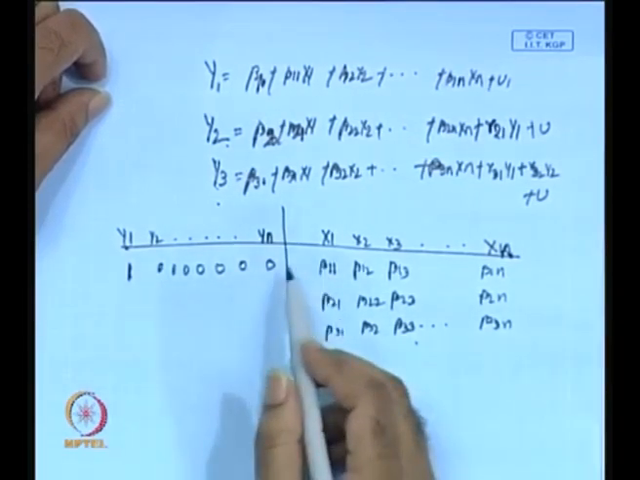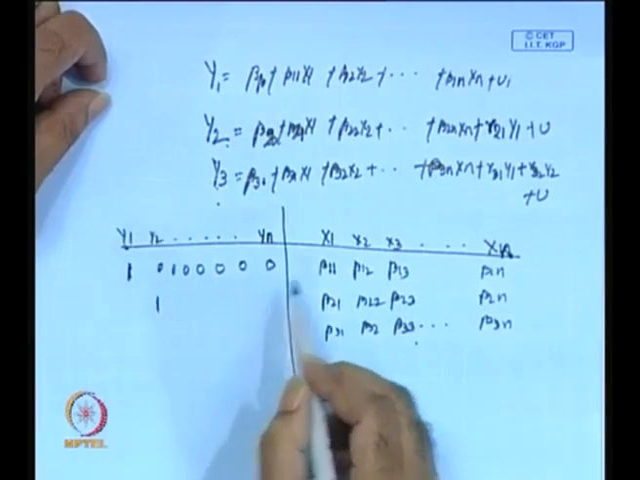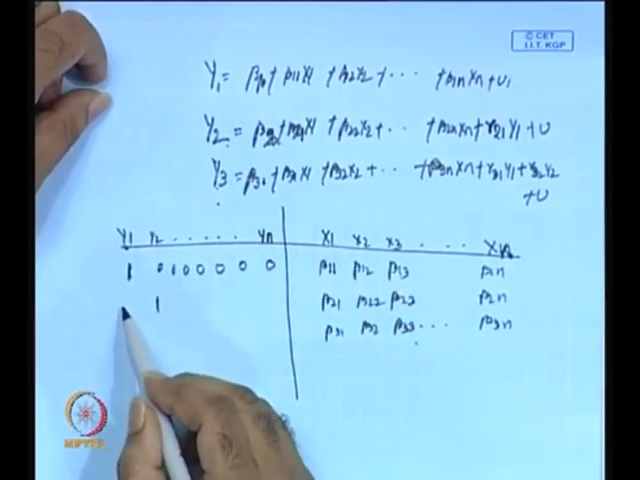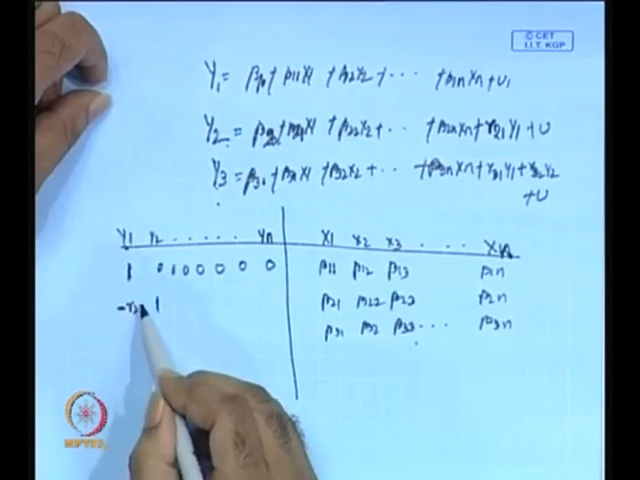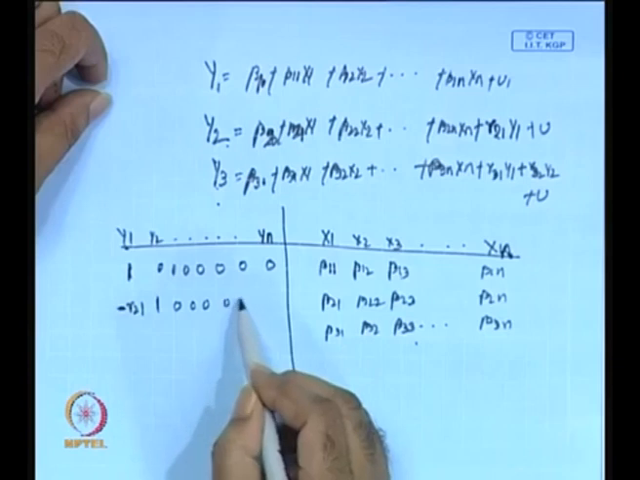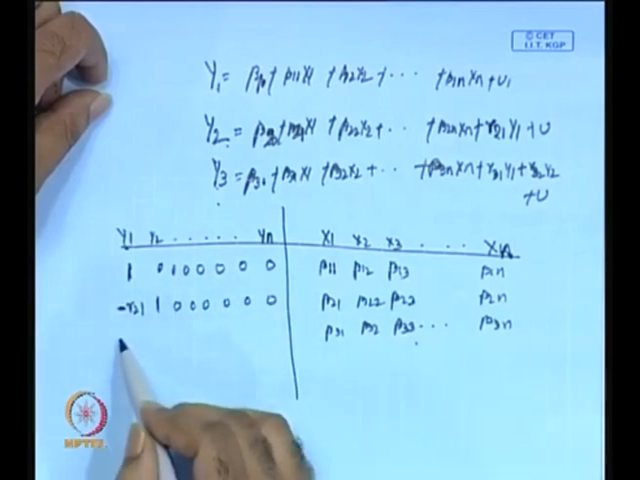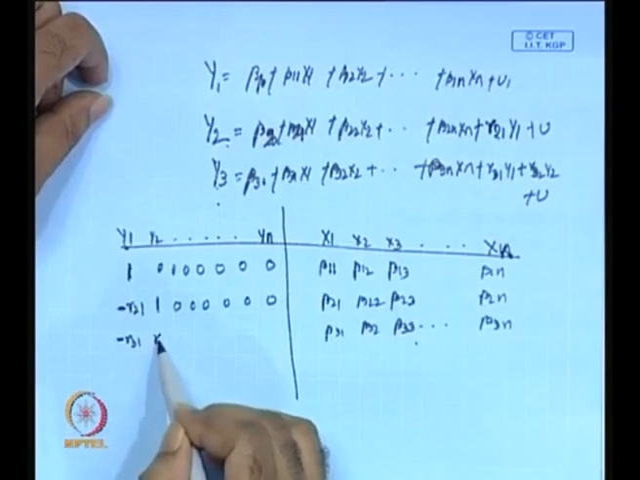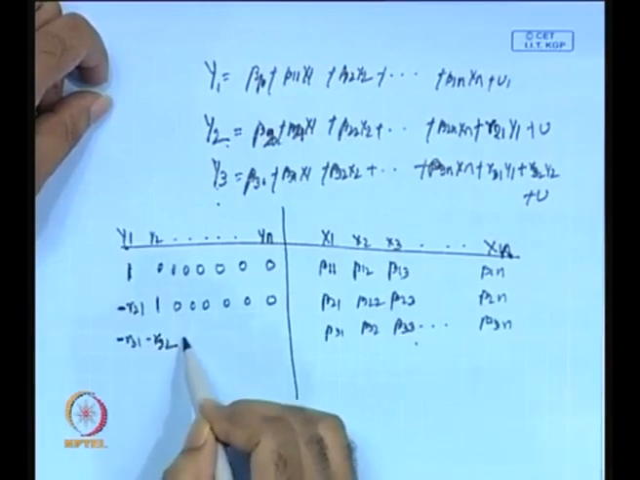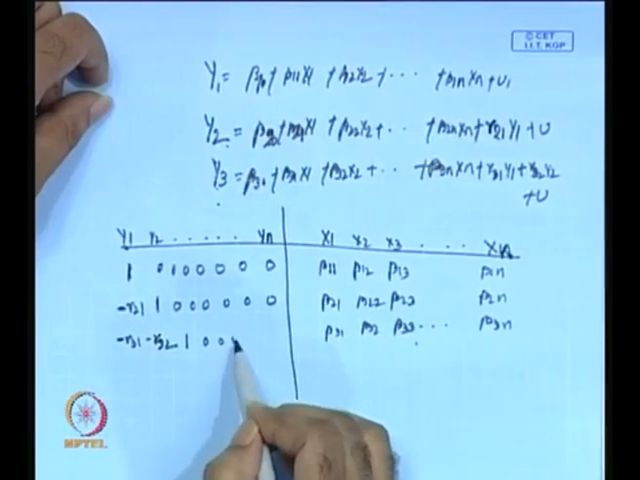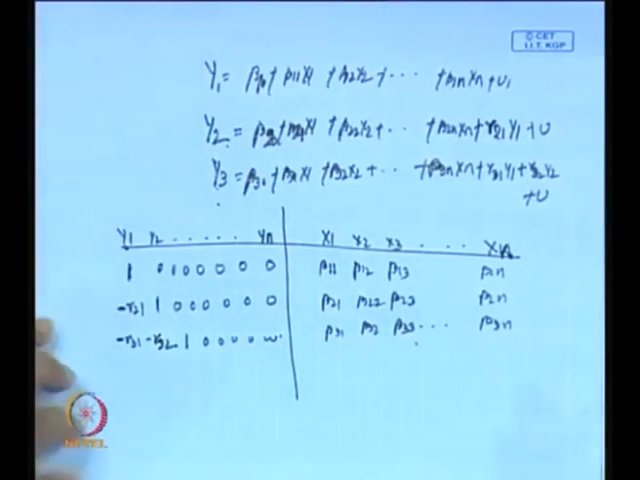In the second equation, y2 becomes 1, and y1 becomes minus gamma 21, and the others remain 0. In the third case, it is minus gamma 31, minus gamma 32, then this is 1, and these are all 0. So this is how it proceeds. This is another format of simultaneous equation modeling, called a recursive system. So we have knowledge of single equation modeling, simultaneous equation modeling, structural equation modeling, and recursive systems.